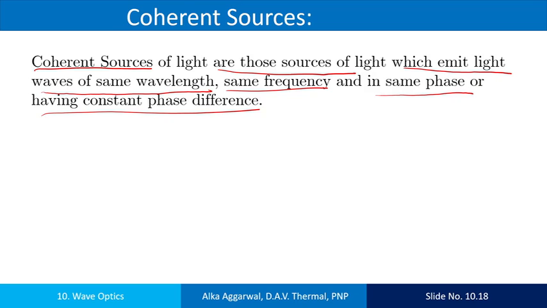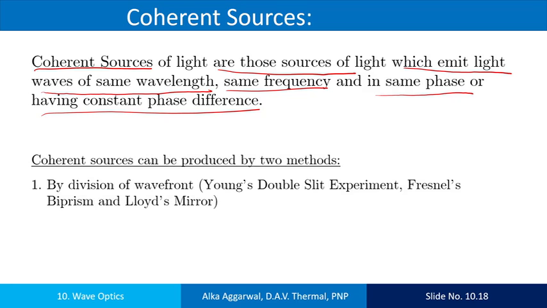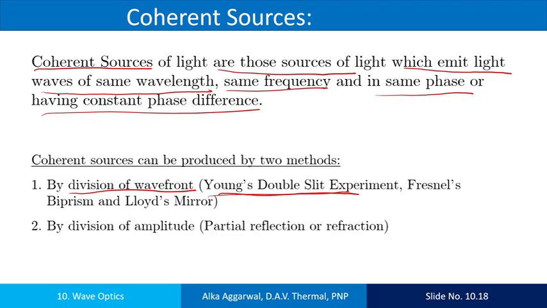Or we can say when light comes out from two independent sources, then the phase difference between the waves is not constant. Or you can say they don't have a constant phase difference. Coherent sources can be produced by two methods. One is by division of the wavefront, which we will study in Young's double slit experiment, and the other is by division of amplitude. That is in the case of partial reflection and refraction.